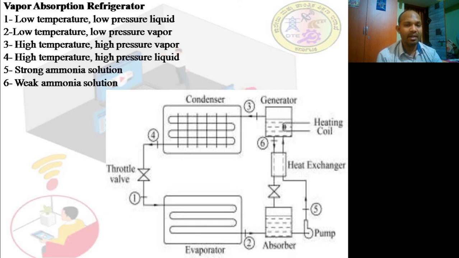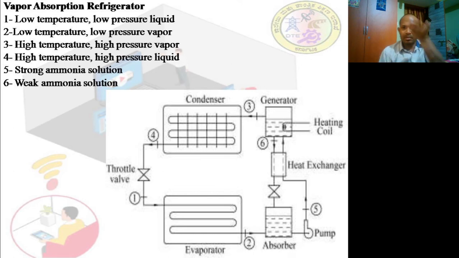What happens? It will heat the mixture, the strong ammonia solution. Strong ammonia solution means it will have water as well as ammonia. It will enter there, and then it will be separated. What happens? The ammonia will be separated because the boiling temperatures are different. Thus the separated ammonia will be taken out through section 3, where the high temperature, high pressure ammonia vapor will enter into the condenser.